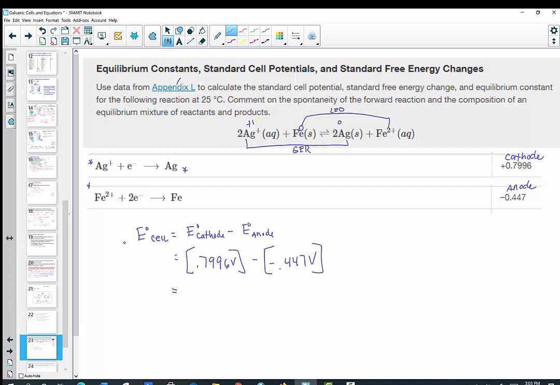Ecell comes out to be, excuse me, positive 1.2466 volts. And as soon as I wrote down that it was a positive number, you know that it will be spontaneous in the forward direction.